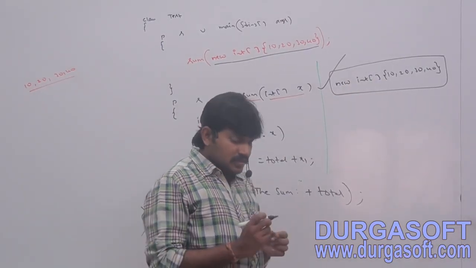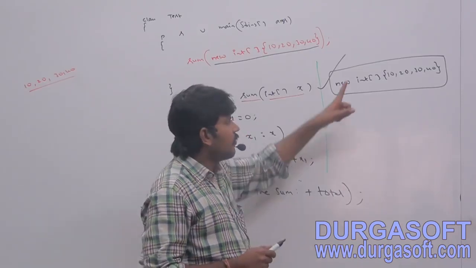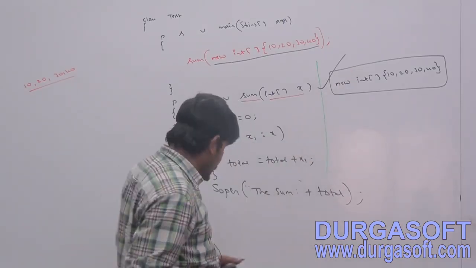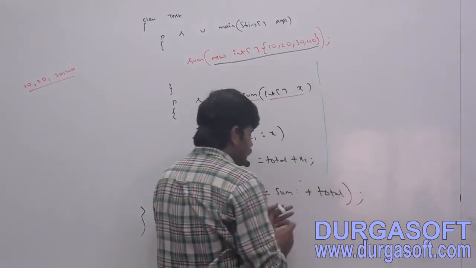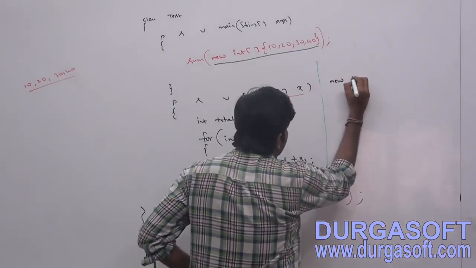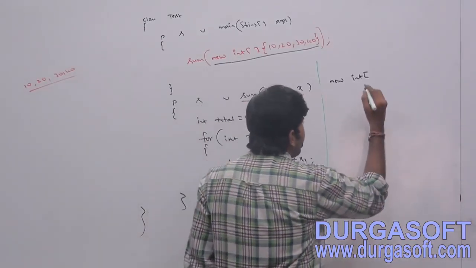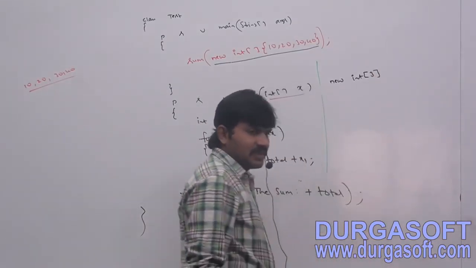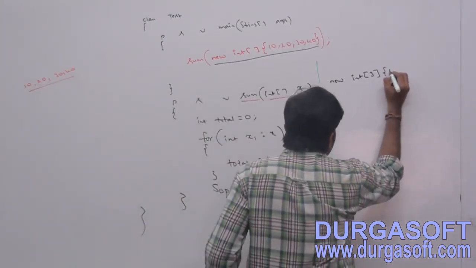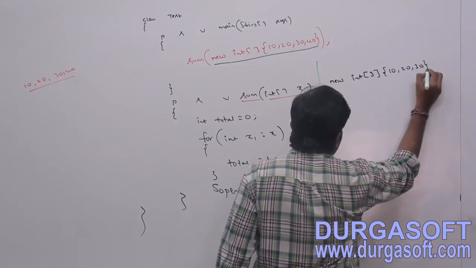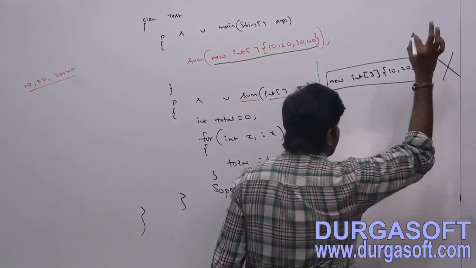Sir, here is one bigger mistake most people make while creating anonymous arrays. What is that mistake? Whenever we write new int array, immediately our hand goes for the size. Correct or not? New int array of 3, immediately 3 or 4, whatever. Now I am taking 10, 20, 30. If I write it like this, we are going to get a compile time error.